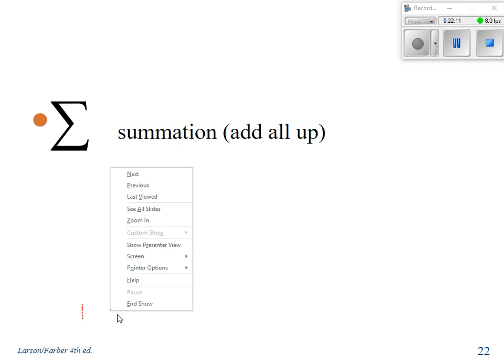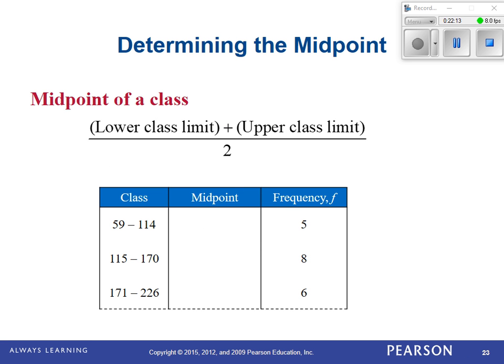Summation, again, add it all up. We've already done all that. Midpoint of a class, to find the midpoint of the class, all you do, this number plus this number divided by 2, and we're going to put that right there. Then for the next one, this number plus this number divided by 2, put it right there. This number plus this number divided by 2, put them right there.